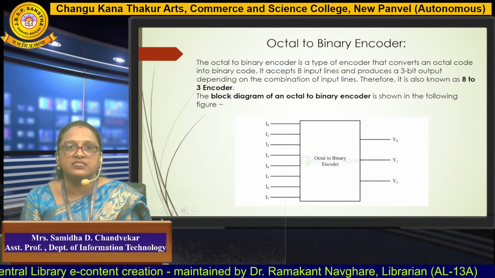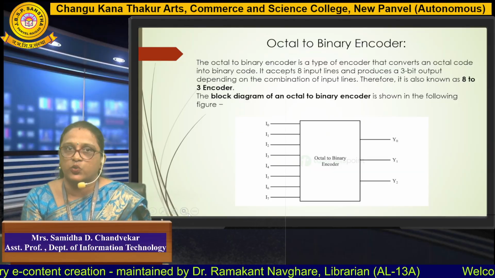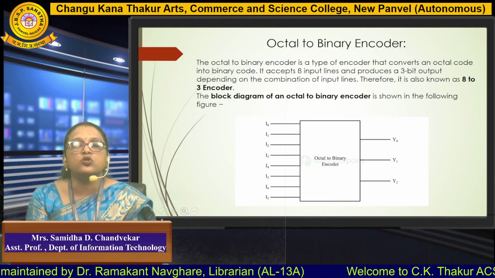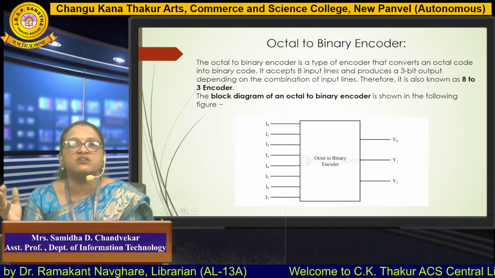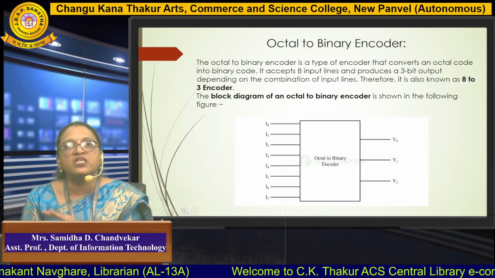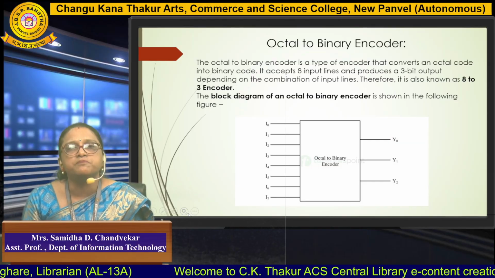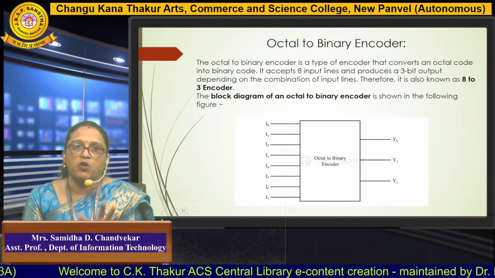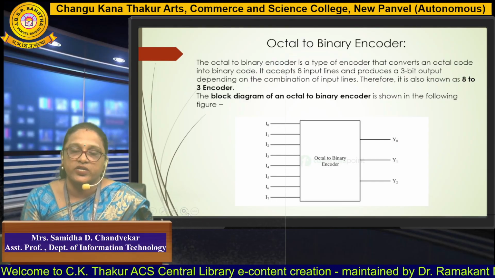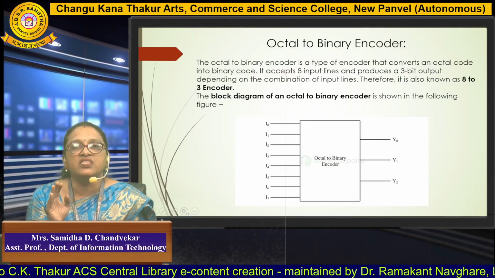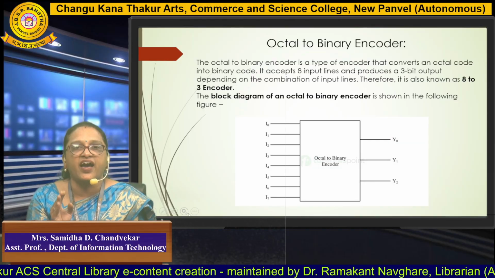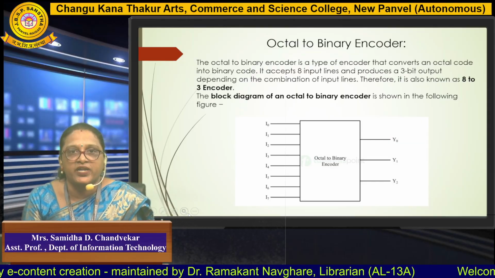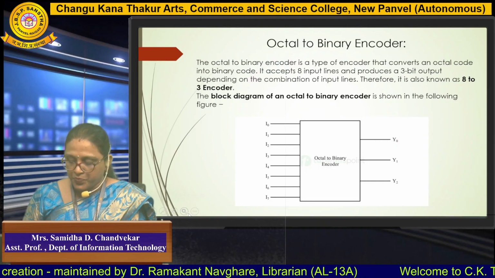Similarly, the next type is the octal to binary encoder. What exactly is octal? Octal means 8, so 2 raised to 3, which means it has 3 outputs. So in this octal to binary encoder, there are 8 input lines and 3 output lines. This is the block diagram for the octal to binary encoder. It shows I0, I1, I2, I3, I4, I5, I6 and I7, which are the 8 input lines, and the 3 output lines Y0, Y1, Y2.